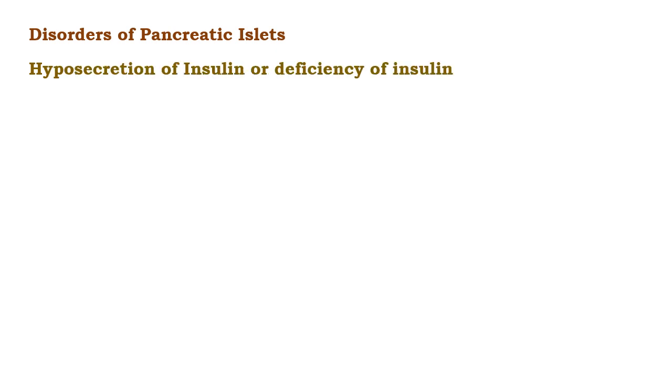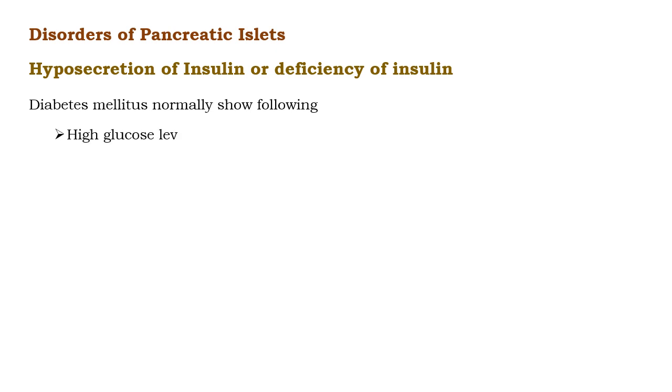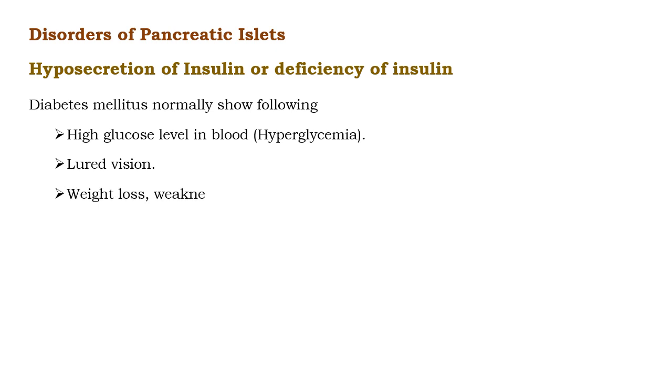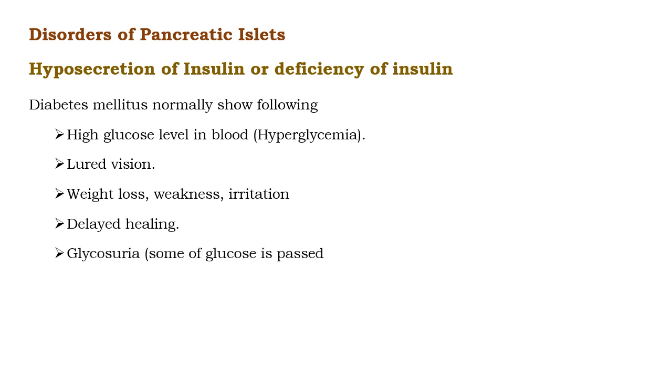Disorders of pancreatic islets. Hyposecretion of insulin, or deficiency of insulin, results in diabetes mellitus. Diabetes mellitus normally shows the following: high glucose level in blood, hyperglycemia, blurred vision, weight loss, weakness, irritation, delayed healing, and glycosuria, that is, some glucose is passed out in urine.